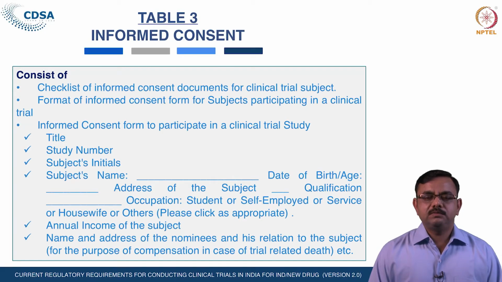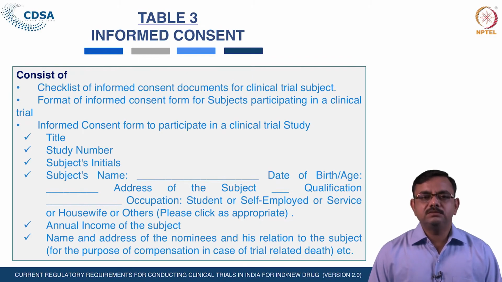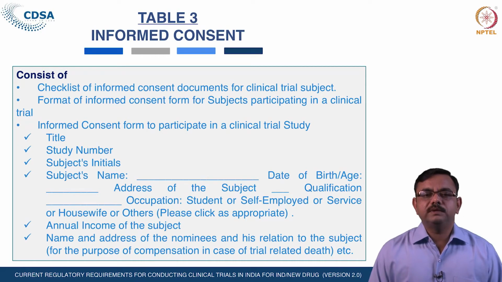Then the explanation about whom to contact. In case of any injury or any SAE, whom to contact, the detailed information like a phone number and fax number, is required to be given. Then the responsibility of the subject on participation, what the subject has to cooperate with and what his responsibility is, should be given in the ICF.